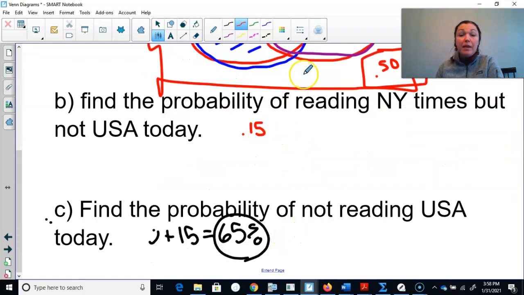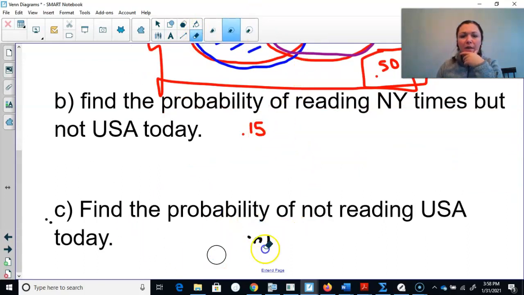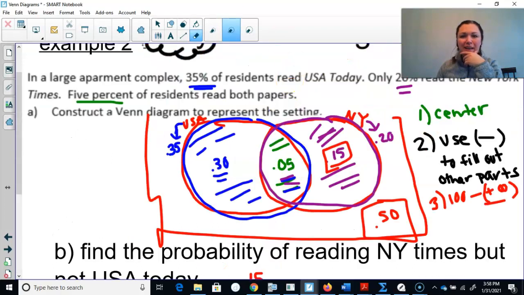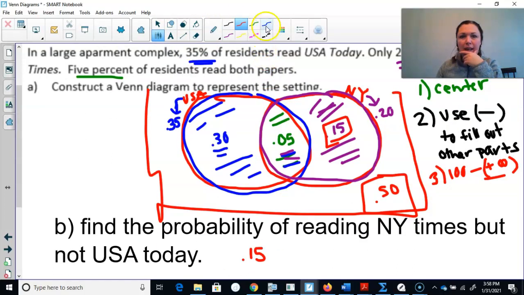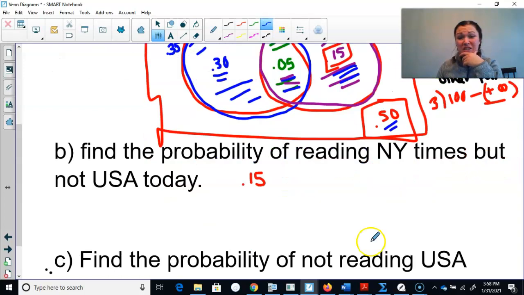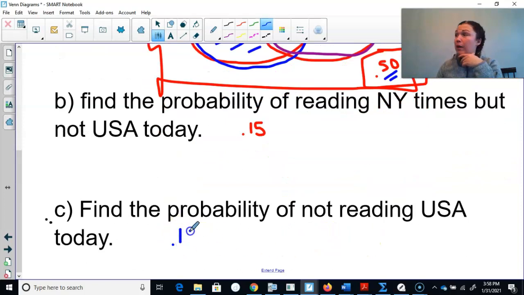Find the probability of not reading the USA Today. Where do I not read the USA Today? I don't read the USA Today here, but I also don't read the USA Today here. So I need to add those two together, 0.15 plus 0.50, and that gives me 0.65.